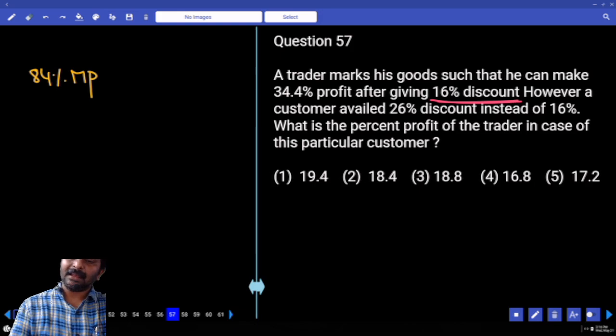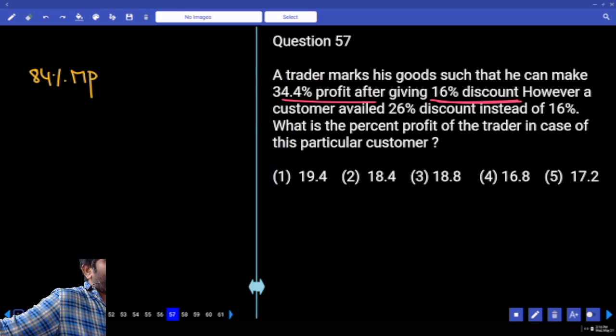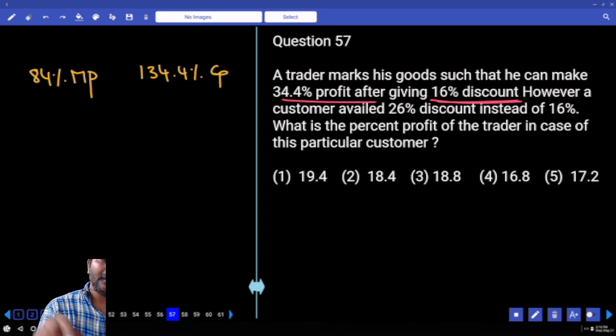Correct? In that case, what is made? Profit. How much? If there is 34.4% profit, selling price in terms of cost price is 134.4% of cost price. Both are selling price only. That must be equal. I want to identify the relation. Okay, we'll do it later.